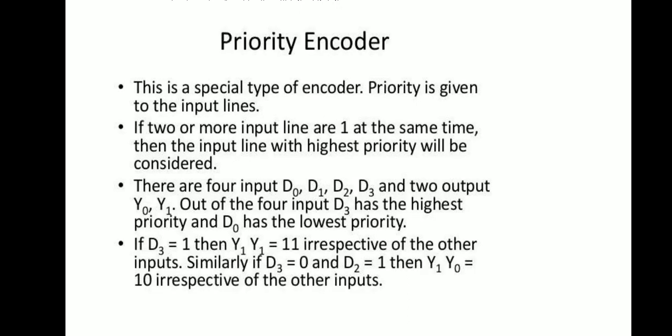The priority encoder. It is a special type of encoder in which priority is given to the inputs. So if more than one input is given, then according to the priority, the input is selected and the output will be generated at the output of the encoder.